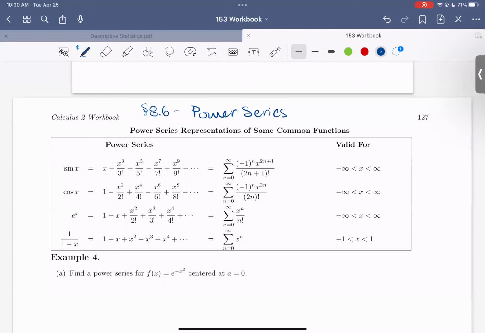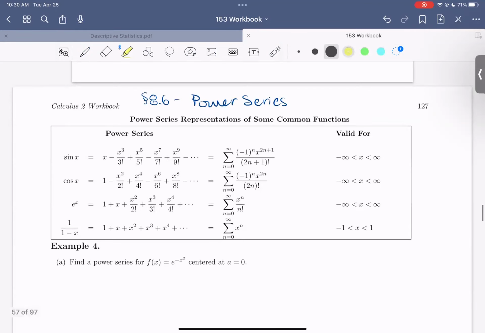In this video, we're looking at section 8.6 on power series, and we're starting on page 127 of our workbook. So we've just looked at example 3, and we're going to get into example 4. But before we do that, let's take a look at this box here in our workbook.